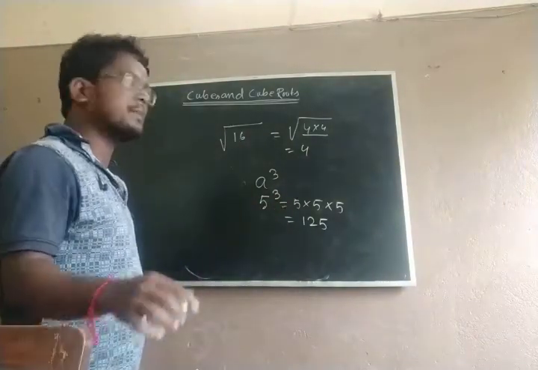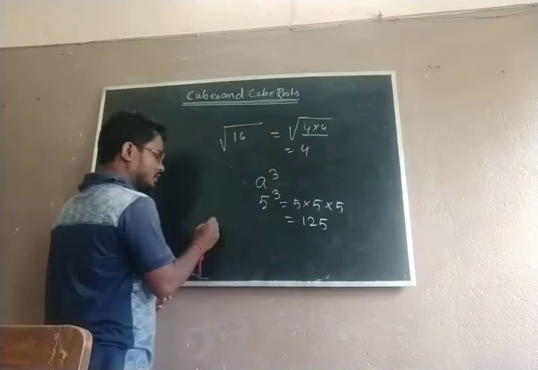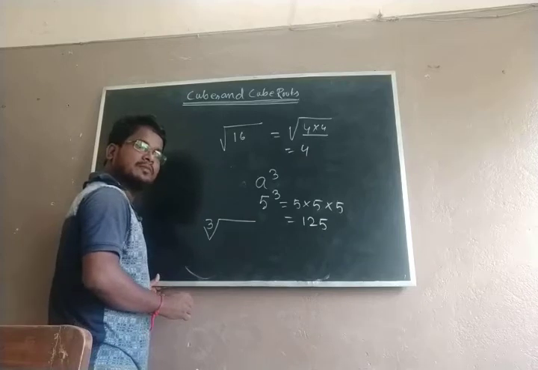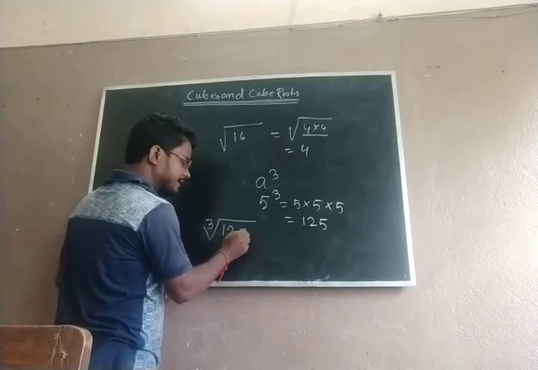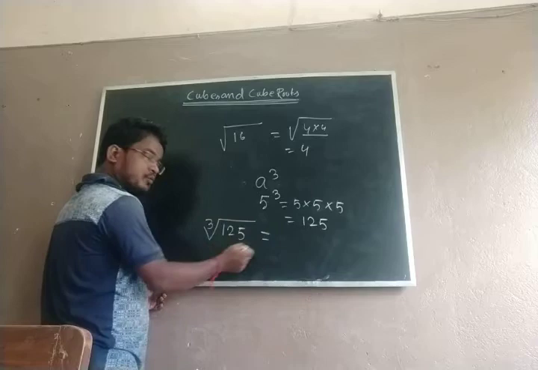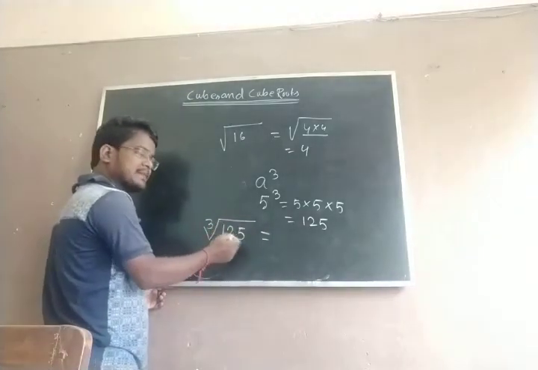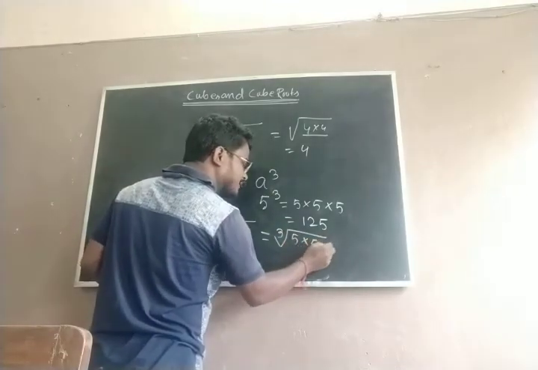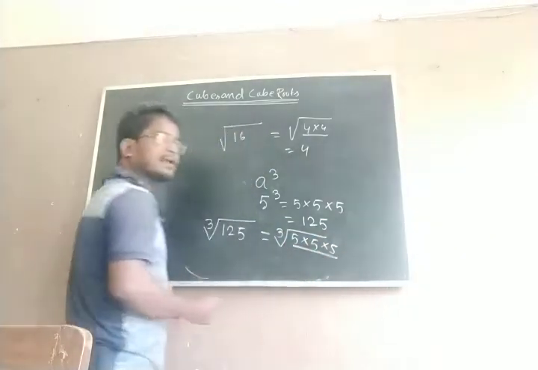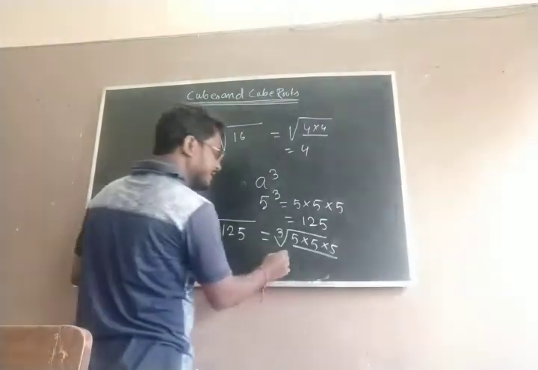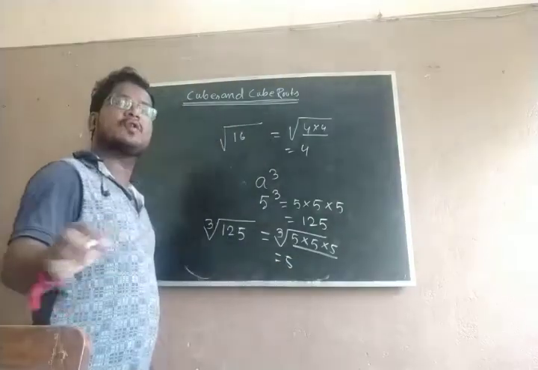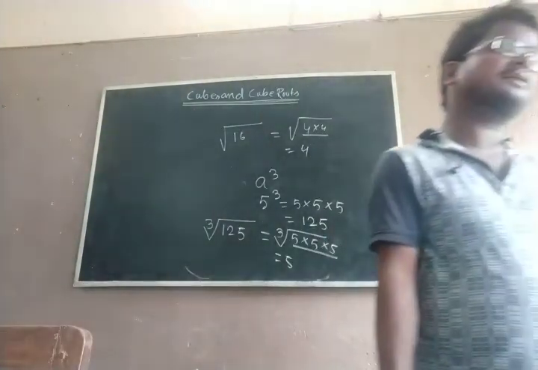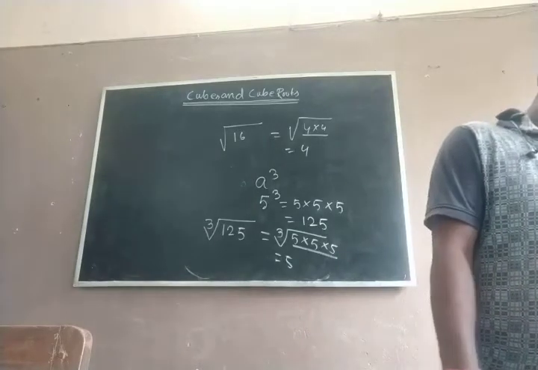In the same way, if you have to find the cube root of 125, the cube root is written like this. This is the symbol of cube root, and you have to expand this as prime factors, and from each group of 3 you can get one number. This is the cube root. Then there are some properties of cubes.